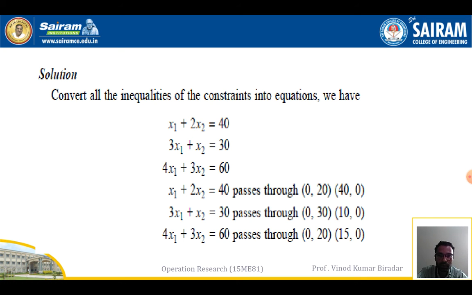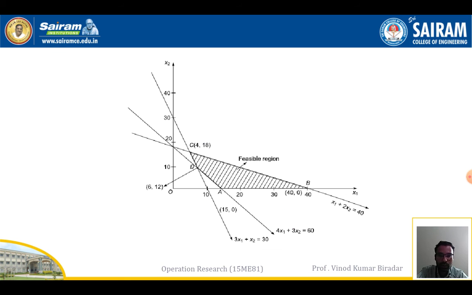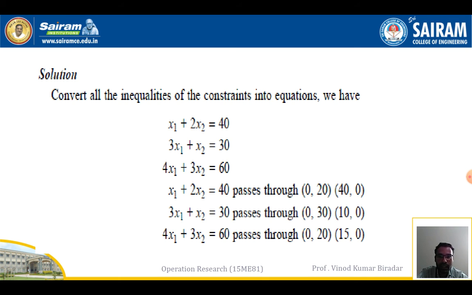That line you give the equation number, x1 plus 2x2 is equal to 40. I have shown it here on the right hand side. Similar procedure you follow for the remaining two equations. The remaining two equations are 3x1 plus x2 is equal to 30, with points 0 comma 30 and 10 comma 0.